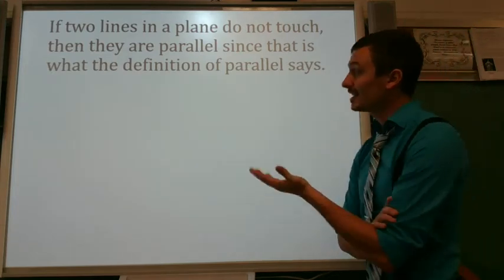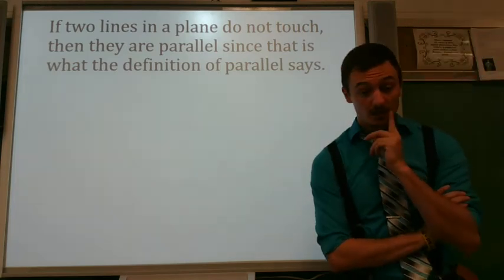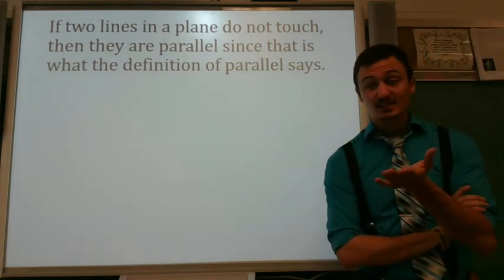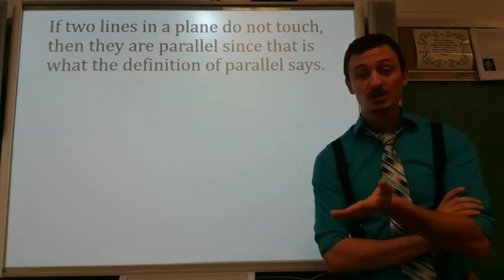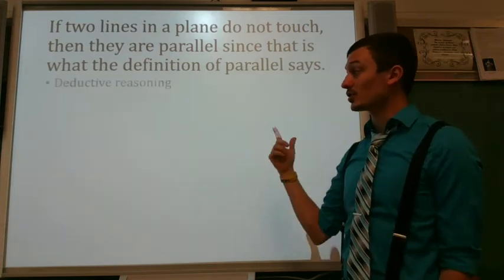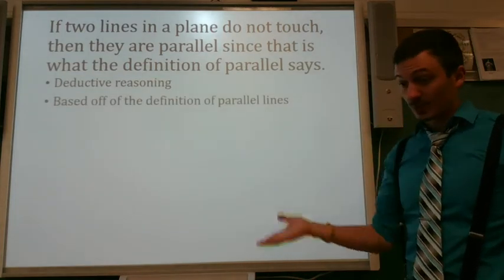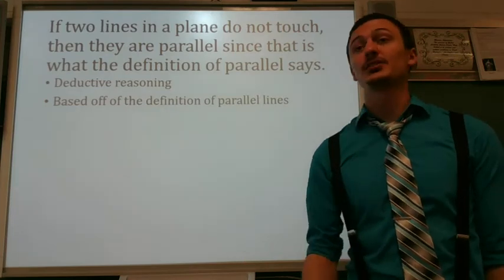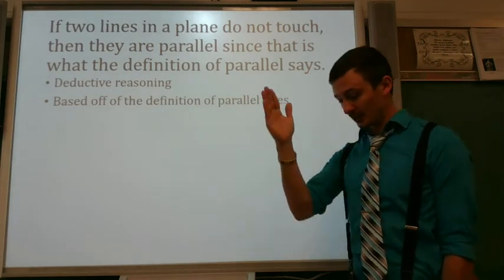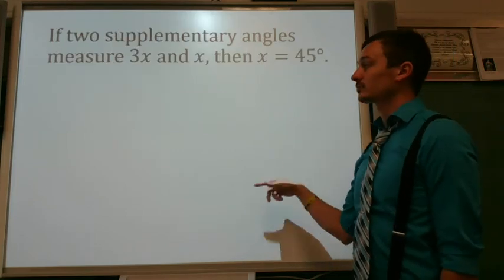So, for instance, if we have the statement, if two lines in a plane do not touch, then they are parallel, since that is what the definition of parallel says. That is logic based off of the definition of parallel lines. So this is going to be deductive reasoning. It's not based off of anything else. It's based off of something that is proven and accepted to be true.